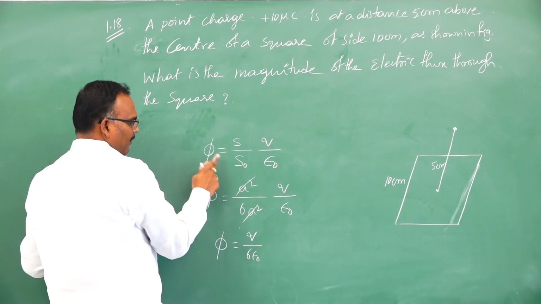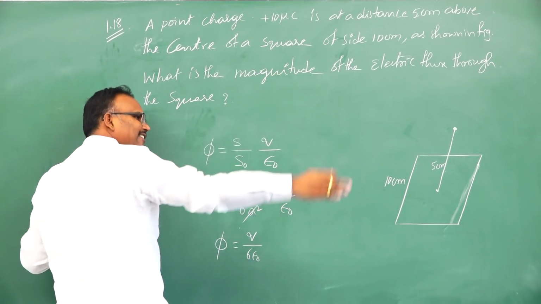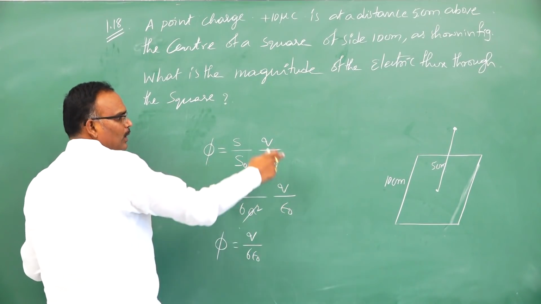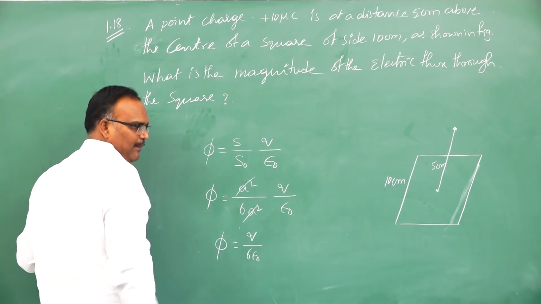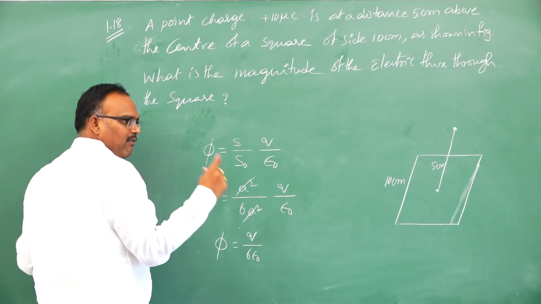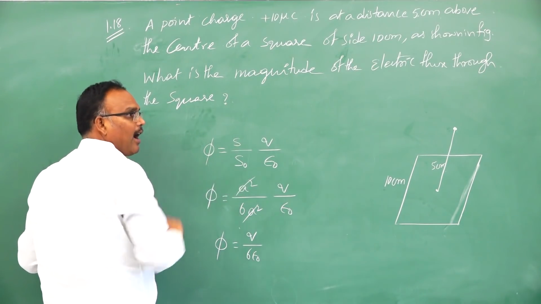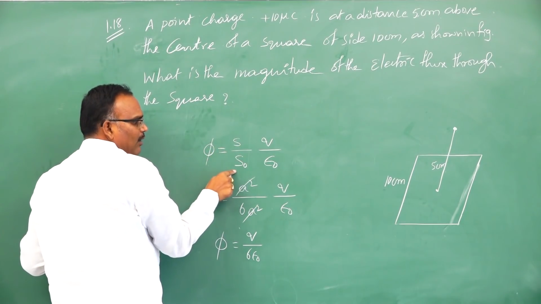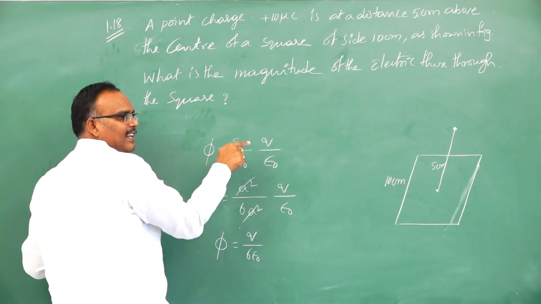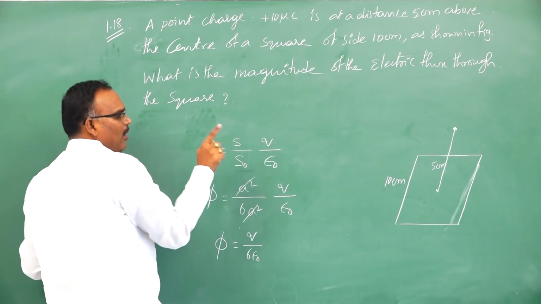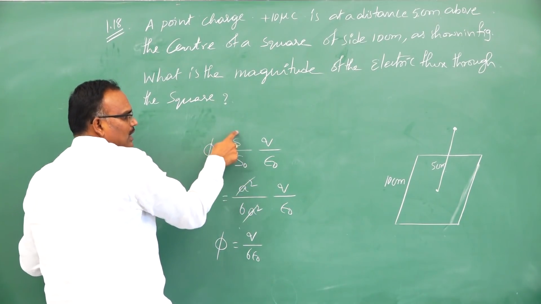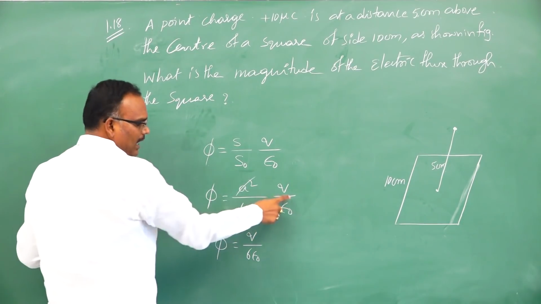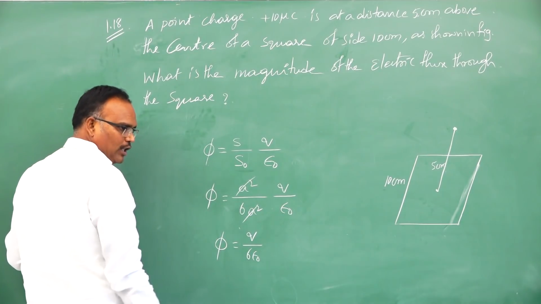If they ask for the flux through the entire Gaussian surface, we'll write Q by epsilon naught only. If they ask for the flux through a partial area, we will write that partial surface area in the numerator and the total surface area of the body in the denominator, and then you will get the flux through that partial surface area. That's how I wrote it, and I got Q by 6 epsilon naught.